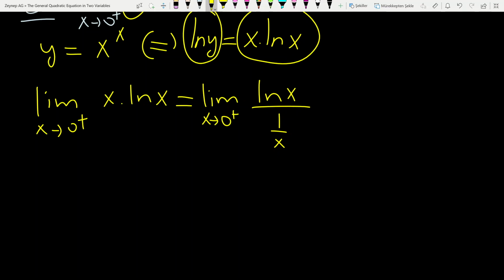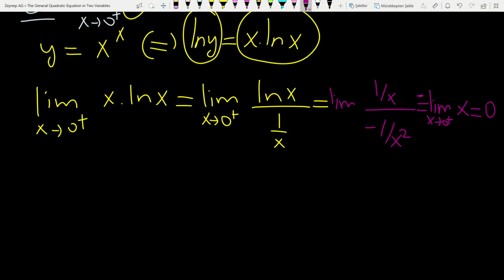In this case, when x tends to 0, you have infinity over infinity, right? So it means you can apply L'Hopital's rule now. If you apply L'Hopital's rule, the derivative of the numerator is 1 over x and the derivative of the denominator is minus 1 over x square, right? So if you substitute this expression, you see that you have limit of minus x, and x tends to 0 from the right. Again, you have 0, right?